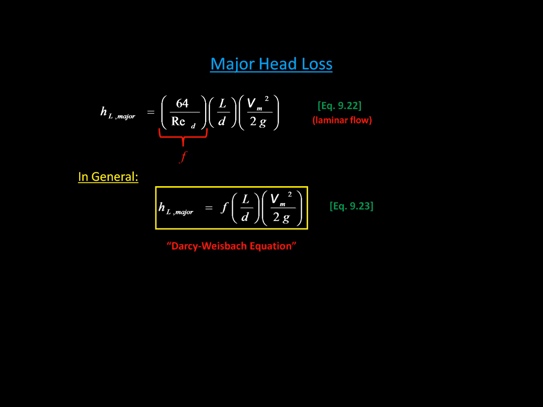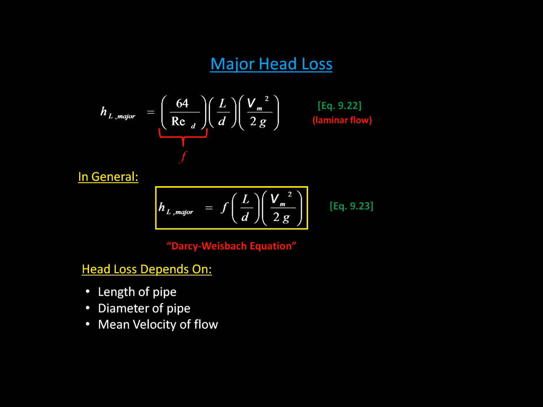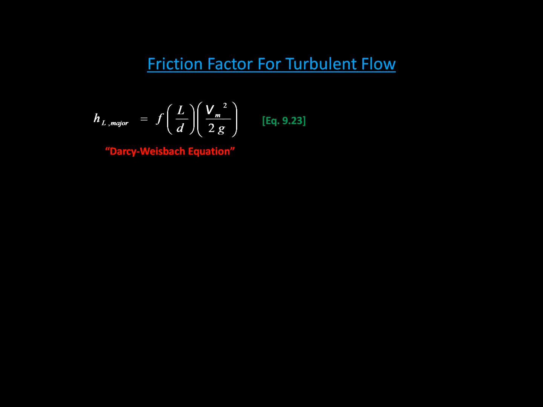And this is called the Darcy-Weisbach equation, and this is how we will compute major head loss in our pipe flow problems. So you can see from this equation, head loss depends on the following. It's a function of the length of the pipe, the diameter of the pipe, the mean velocity of the flow, and the friction factor. You might say, okay, I've got the friction factor is 64 over the Reynolds number for laminar flow, but what is it for turbulent flow? What is it for transitional flow?